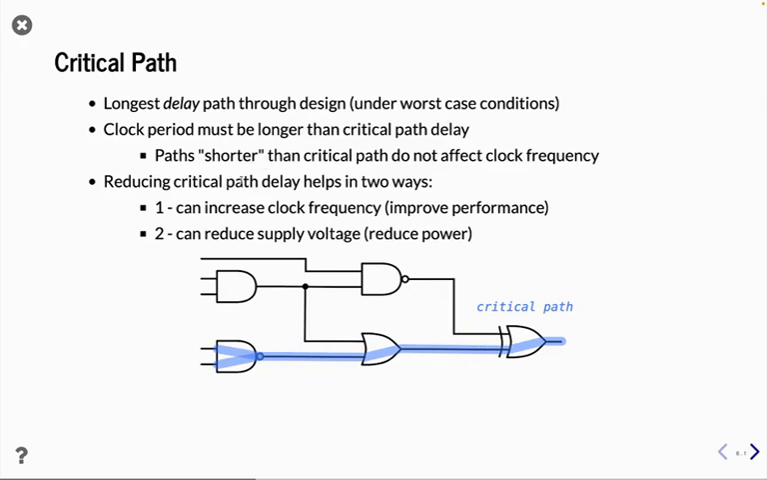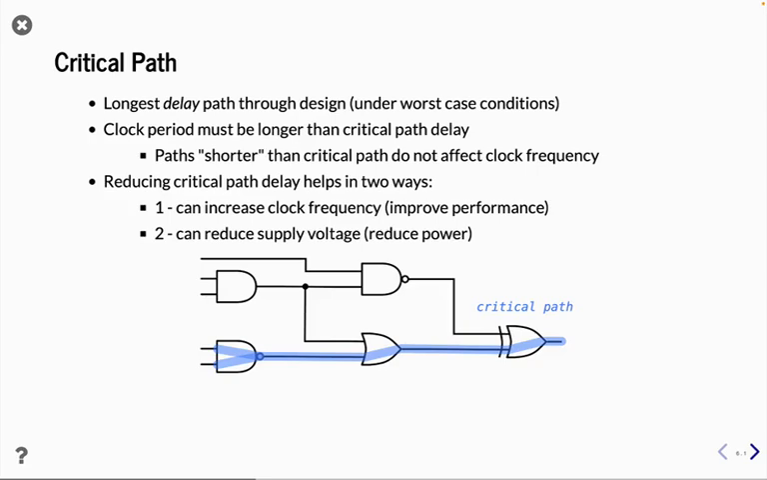Okay, so as a designer, if I can reduce my critical path, I can help the design overall, right? Number one, if I have a shorter critical path, I can have a shorter clock period, and a shorter clock period means I can increase my clock frequency and go faster. That's cool. So you can improve performance. The other one, which is a little bit more subtle, is I can save energy, right? So let's talk about that one.